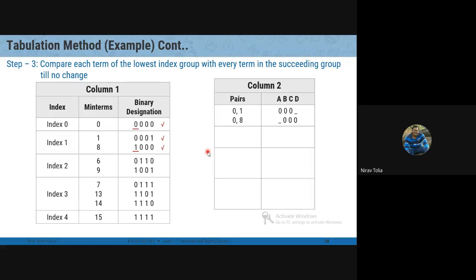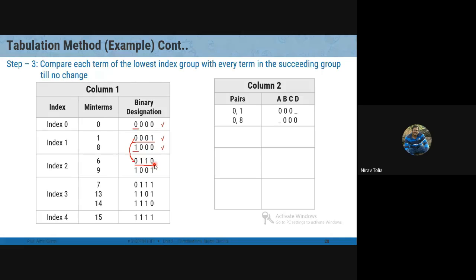Now index 0 and index 1 is complete. Now we have to check index 1 and index 2. So check 1 with 6 and 9, and then we have to check 8 with 6 and 9. So 1 with 6 and 9. For 1 we have 0, 0, 0, 1. For 6 we have 0, 1, 1, 0. So first A remains same, 0, 0. But B is changing from 0 to 1. C is changing from 0 to 1. And D is changing from 1 to 0. So now the pair is not possible.